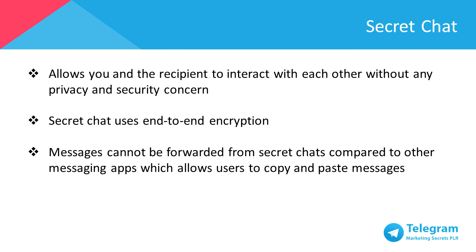One of the key features in Telegram, which no other messaging apps have, is Secret Chat. It allows you and the recipient to interact without any privacy and security concerns. This is because Secret Chat uses end-to-end encryption, where no one else besides you and the recipient can decipher the messages, not even the people at Telegram. Moreover, messages cannot be forwarded from Secret Chats. Compare that to other messaging apps.